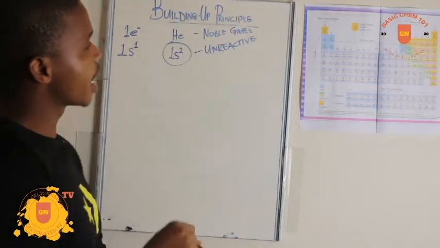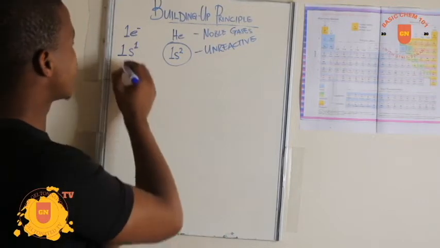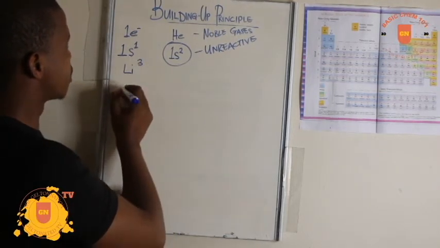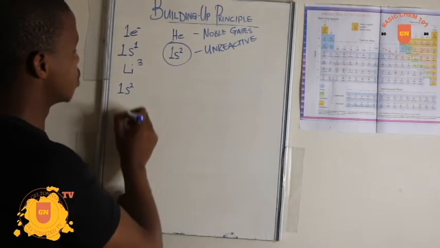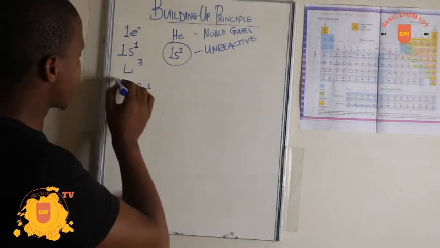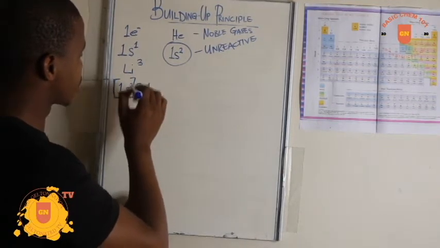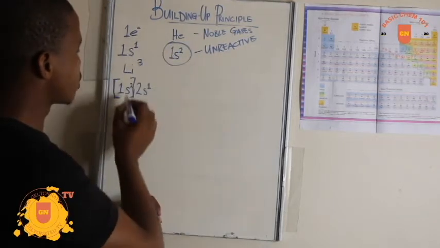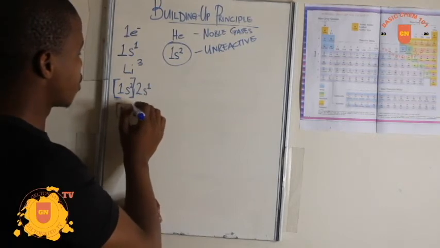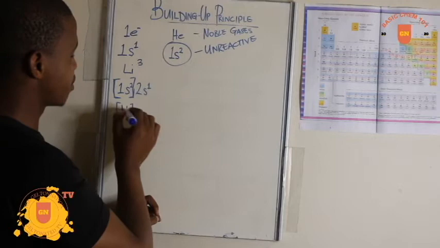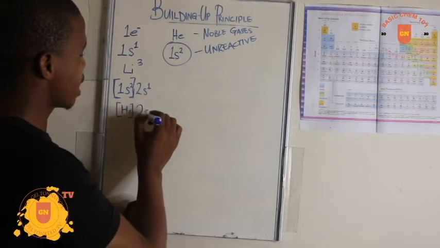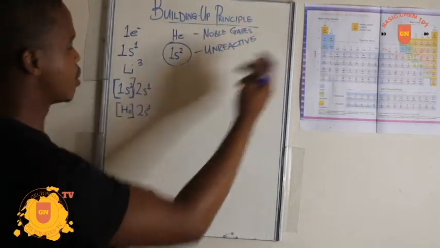So because helium is unreactive, if you look at lithium, lithium has 3 electrons. So this will be 1s2 and then 2s1. If you look at this part, it is the same as helium. So we can also rewrite this as a noble gas configuration of lithium, which is helium. We know that helium is filled, so this part is helium. Then you have 2s1.